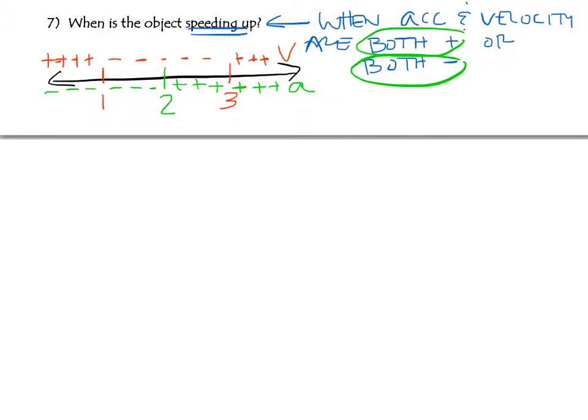So if you look, the only time that they're both the same is right here. That would be from 1 to 2. And right here from 3 to infinity. So it's speeding up when they're both the same. They're both working in the same direction. Acceleration and velocity are either both positive or both negative. So 1 to 2 and 3 to infinity.